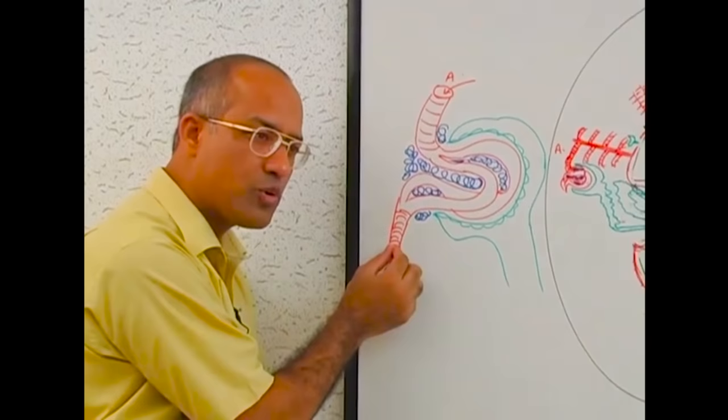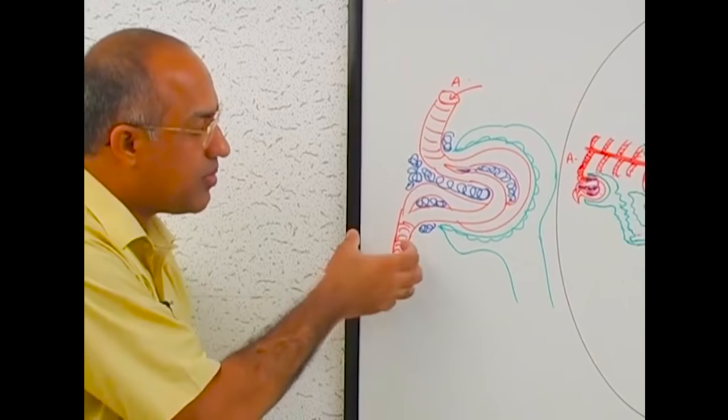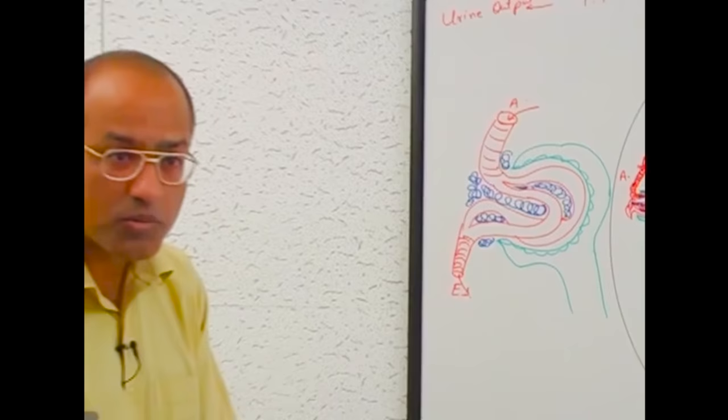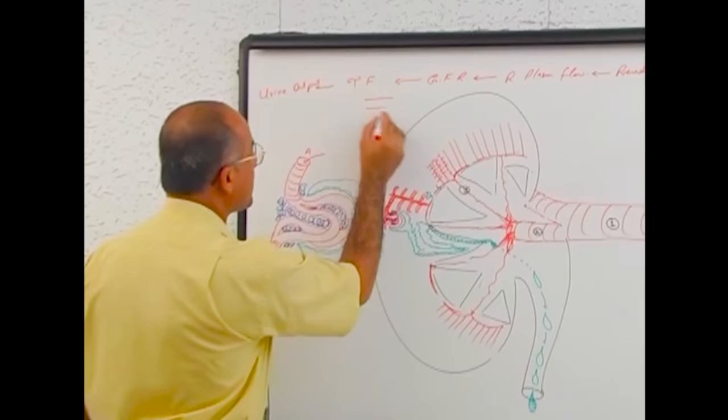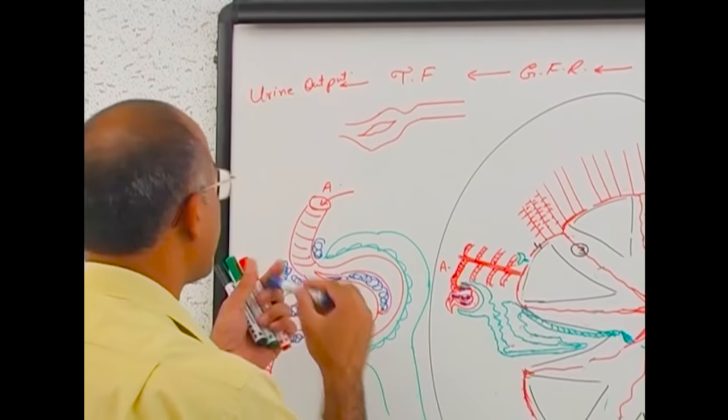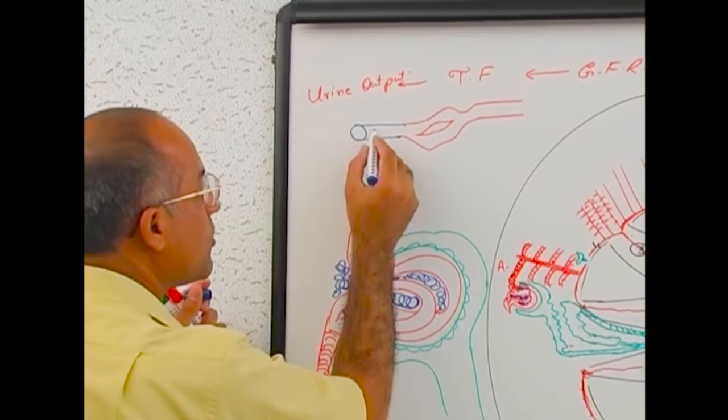Because these arterioles remain constricted, will the pressure in the glomerular system be low or high? High. It will be high, compared to other capillaries in the body. Let me give you a simple example. In most places in the body, this is the artery and here are the capillaries. And then these capillaries drain into what? Veins. This is a very low pressure system.